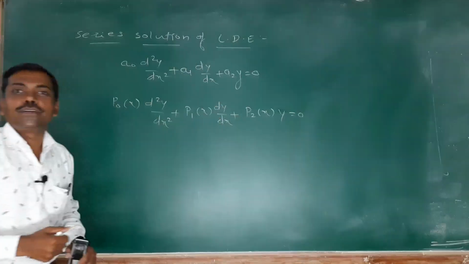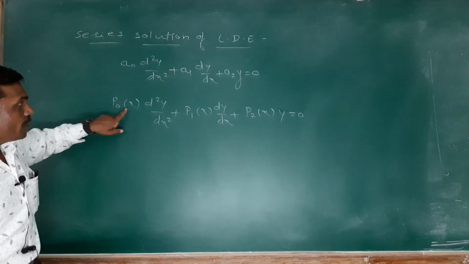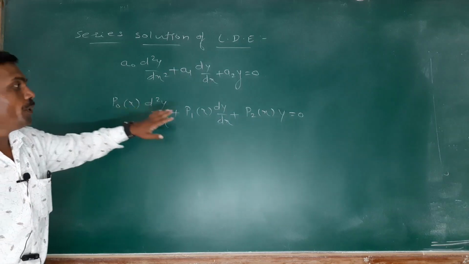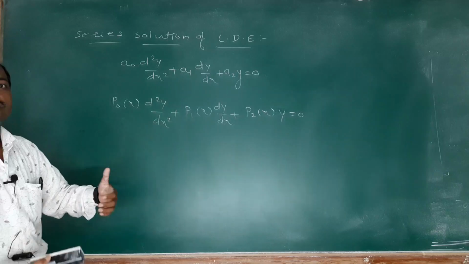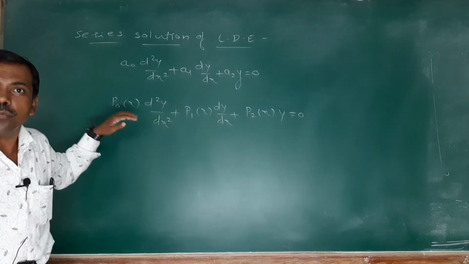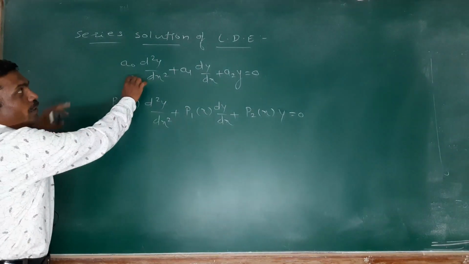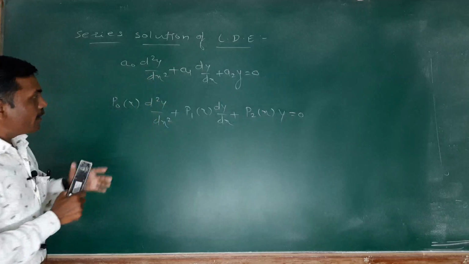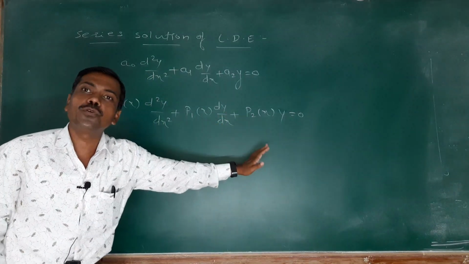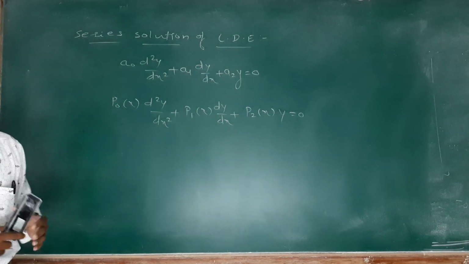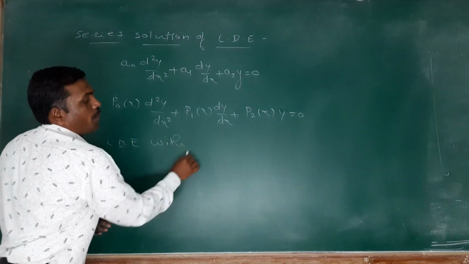Now compare these two equations so that you get the exact meaning of variable coefficients. Here p0 of x is a function of x, p1 of x, p2 of x are also functions of x. So these are the values in terms of x, and here a0, a1, a2 are constants. So this is a linear differential equation with constant coefficient, and this equation p0 of x d2y by dx square plus p1 of x dy by dx plus p2 of x y equal to 0 is a linear differential equation, LDE, with variable coefficients.